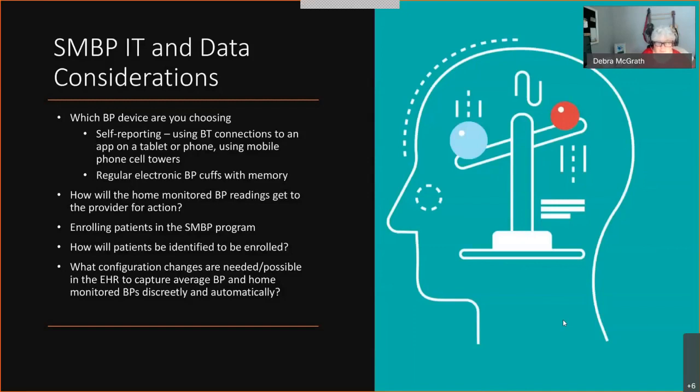Then thinking about how will the home monitored blood pressure readings get to the provider for action? How are you going to enroll patients in this program? And how will patients be identified to be enrolled? And then finally, what considerations around configuration of the electronic medical record need to happen? In one case, well, in two cases, we're working on creating a place within the EHR where the average BP can be documented, as well as specifically called out as a home monitored blood pressure, so that we can use that for evaluation purposes. Next slide, please.